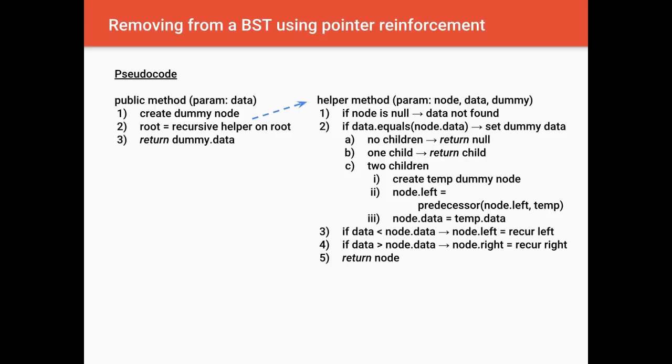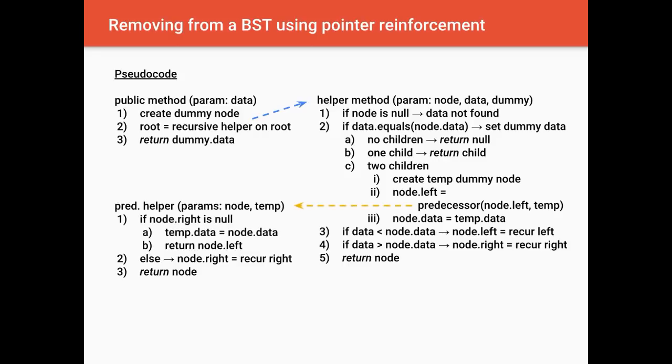This is important to have another separate helper to both get the data and remove it, because we don't want to just call remove again after iterating down and trying to find the predecessor, because we want to avoid having to traverse the tree multiple times. So let's take a look at the predecessor helper method. This is essentially going to look like a mini remove method.